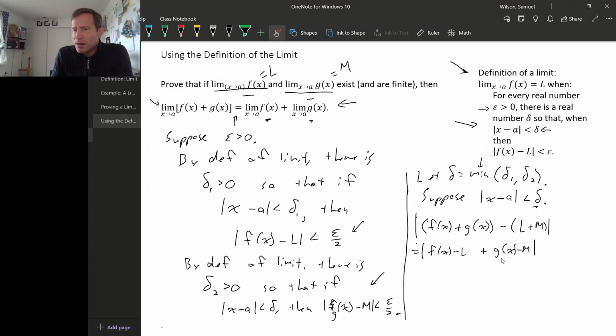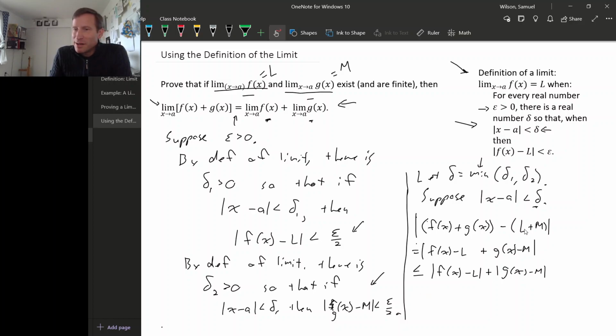But the way absolute values work is if you have a sum inside of an absolute value, that's less than or equal to the sum of the absolute values of each separate piece, right? So this is the absolute value of f of x minus L plus the absolute value of g of x minus M.